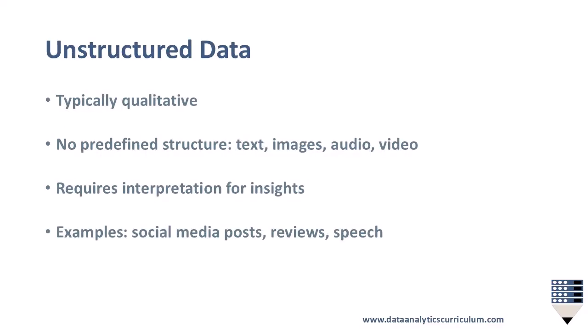Unstructured data. Now let's look at unstructured data. Unstructured data doesn't have a predefined format. It's usually qualitative and includes things like text, images, audio, and video. Because it doesn't fit neatly into tables or spreadsheets, it takes more advanced techniques to analyze. For example, natural language processing is used for text, and image recognition is used for photos and videos.